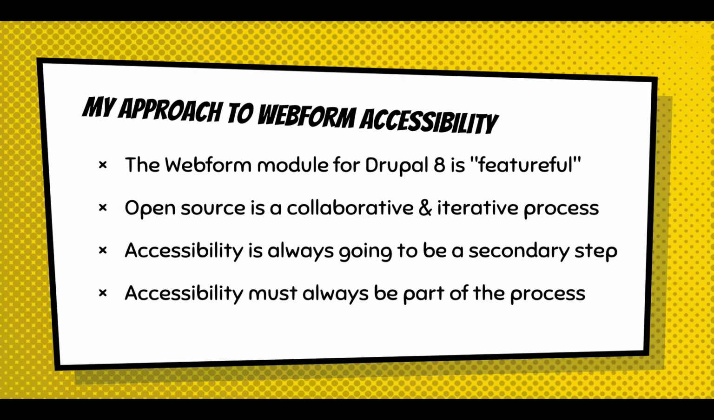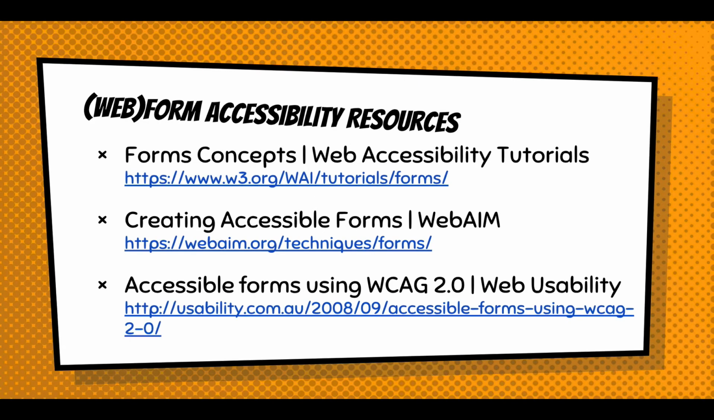But you need to make accessibility part of your process, your creative process, your building process, your checklist. You want to think about it. And there are some great resources for form accessibility online. I actually use this first one, Form Concepts from the W3C, heavily because it's so thorough. It goes into everything. I didn't want to reinvent the wheel, and the other two resources are very similar. They're great resources to think about when you think about building forms and testing them.